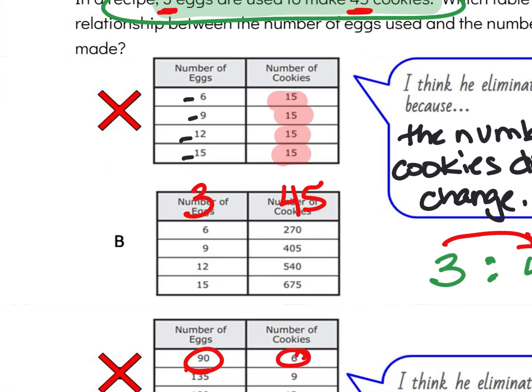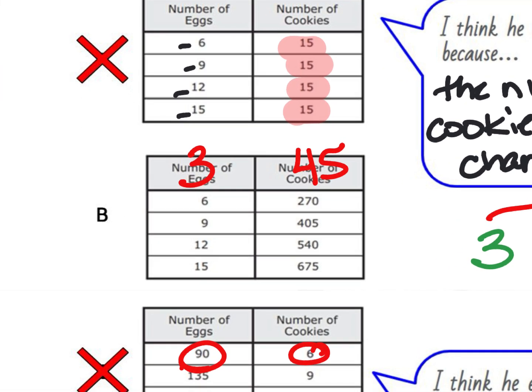Okay, so let's look at answer choice B. If I go from 3 to 6, how would I get from 3 to 6? 3 times what? Times 2. So if we double the number of eggs, we would expect that the number of cookies should also be doubled. So is 45 times 2 going to give us 270? No, that is not correct. So if this ratio is wrong, then the whole table is wrong, and B can be eliminated.